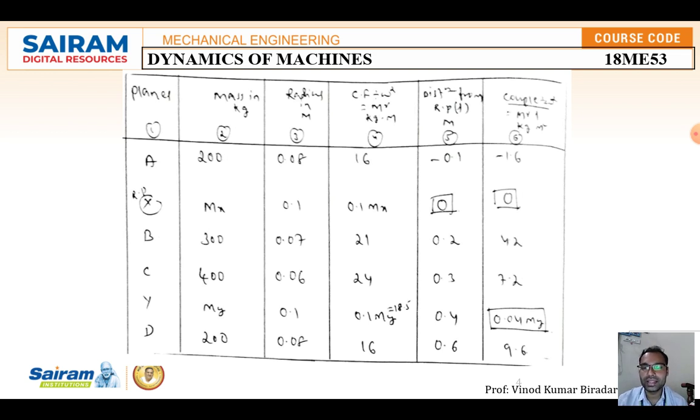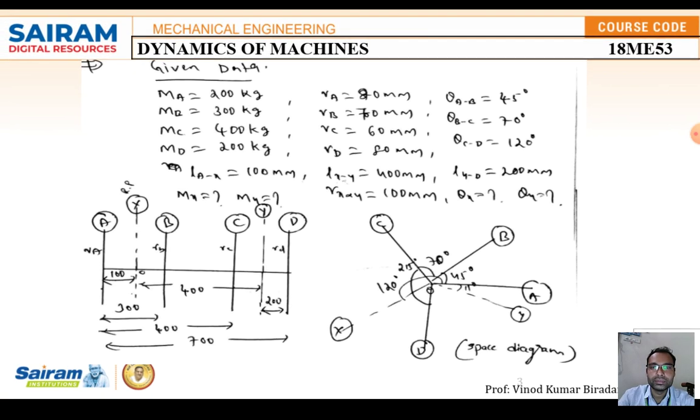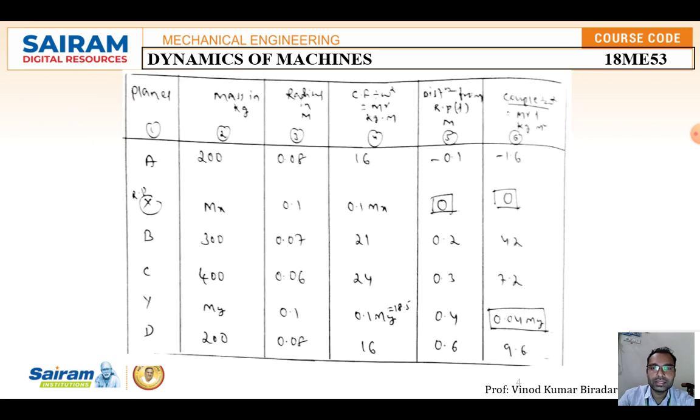Mass of B is given as 300 and mass of C is 400. Mass of Y we do not know, and mass of D is 200. Next, the radius of rotation. They have given the radius of rotation in mm, you need to convert it to meters, so just divide by 1000. Radius of A is 0.08, then X is 0.1, 0.07, 0.06, 0.1, 0.08. So these are the given radii: 80, 70, 60, 80, divided by 1000, and you write that in the tabular column.